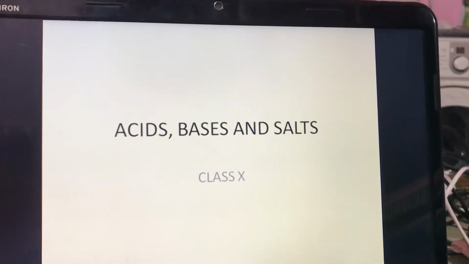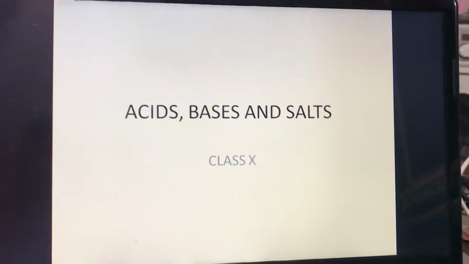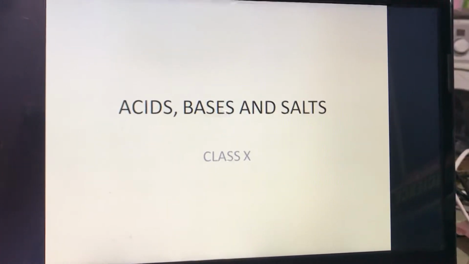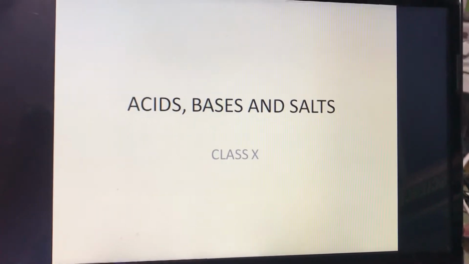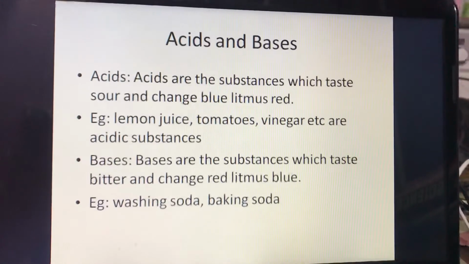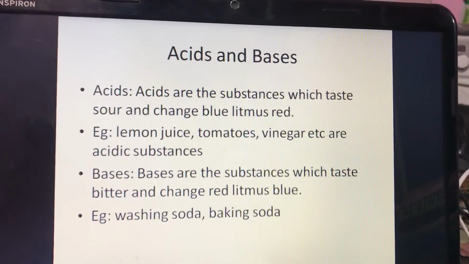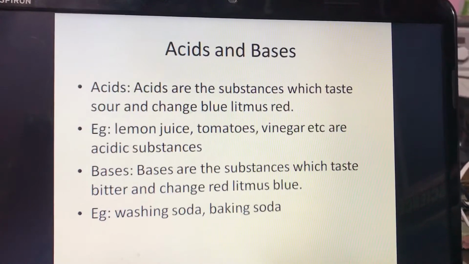Now, from today we are going to start our new chapter, acids, bases and salts. Now, what are acids and bases? You are all familiar with these terms.